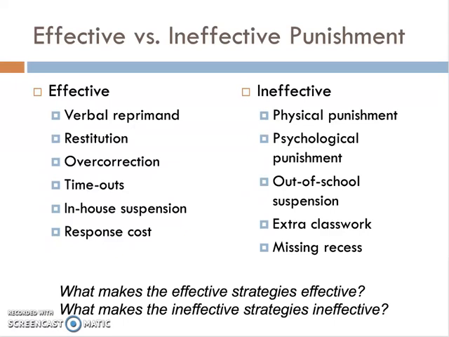Extra classwork is not an effective punishment because this gives the impression that classwork is something that you shouldn't want to do. And it creates that association between homework or classwork and being punished, which is not a good thing to create. And then missing recess. Kids need their recess, so pulling them out of recess is not a recommended punishment.